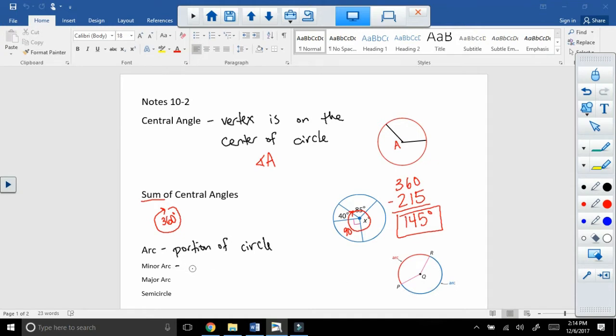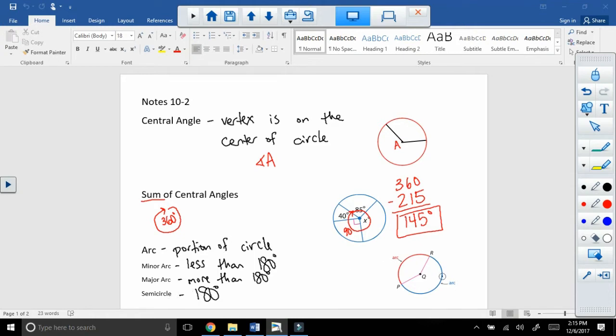The minor arc is the arc that's the smaller one. So minor arcs are going to be less than 180 degrees, or less than half the circle. The major arcs are going to be more than 180 degrees, and exactly half the circle would be 180. So a semicircle, you've probably heard that before, is half the circle.